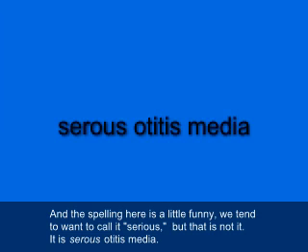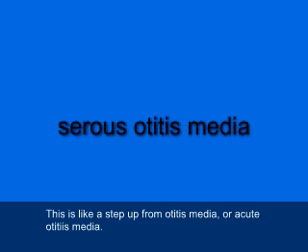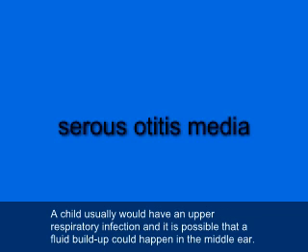The second type is serous otitis media, and the spelling here is a little funny. We tend to maybe want to call it serious. That's not it. It's serous, otitis media. Now, serous refers to fluid. This is a fluid buildup in the middle ear that's following an infection or eustachian tube blockage. So this is like a step up from acute otitis media. A child usually would have an upper respiratory infection, and it's possible that a fluid buildup could happen in the middle ear. And that would be serous otitis media.